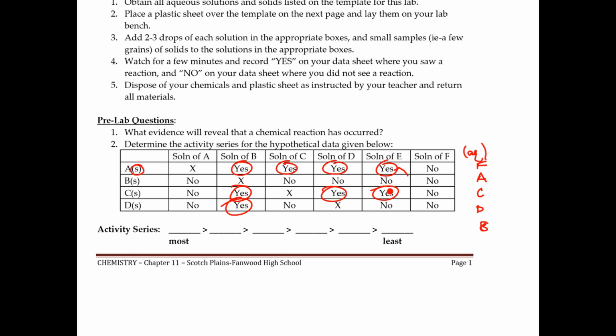And it was kicked out by C, that means C is more active. However, D could not kick out E. D could not kick out E. So therefore, D is weaker than E, or less active. So therefore, the E must fit right over there. So E is going to fit right here. So the final order is going to be F, A, C, E, D, B. That's the activity series of these fictitious elements.